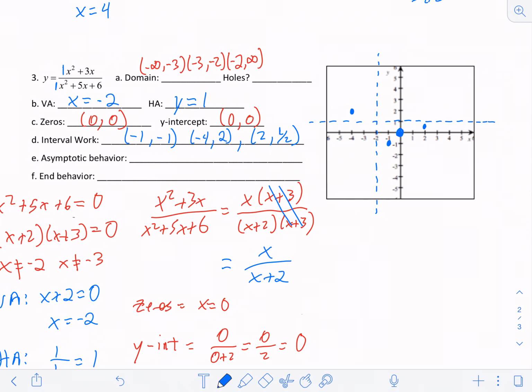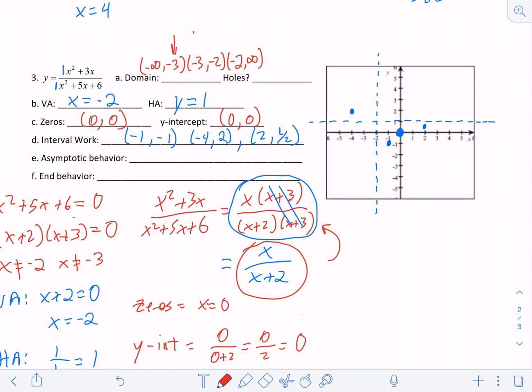Now, before I draw these graphs, there's one other thing I want to go back and talk about that we have to put here as well. Do you remember the original graph? The original function was this guy right here. And because the x plus 3 canceled, we determined that the rational function we could use to solve was this function right here, x over x plus 2. But the original function had that x plus 3 in the denominator.